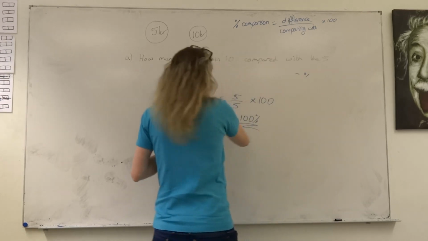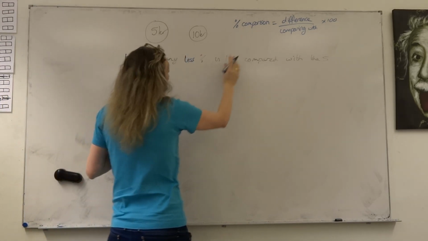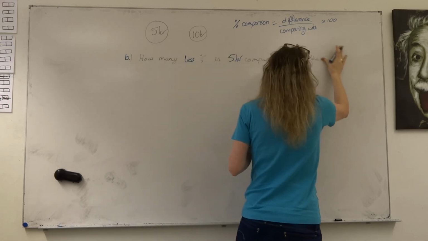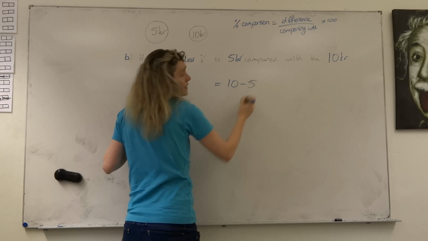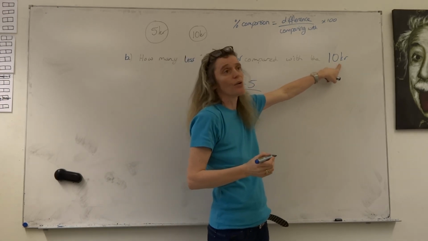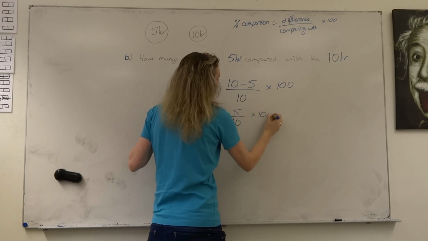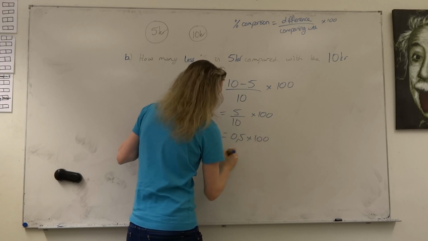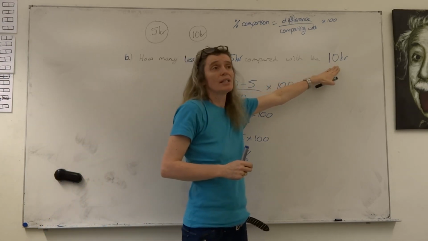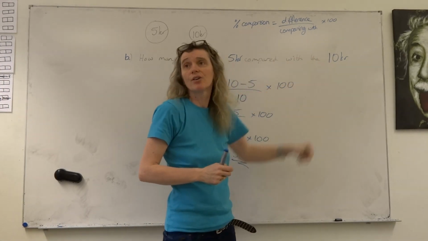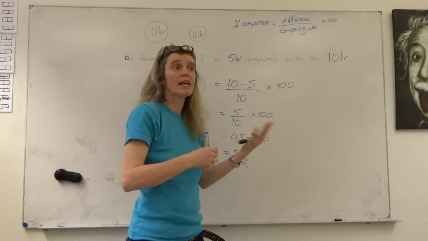If we were to change this then for question B, and it was to say how much less is the 5 kronas compared with the 10 kronas. So we're using the same formula, the difference in price, 10 minus 5, divided by, and now we're comparing it with the 10 kronas, so the 10 goes on the bottom, times 100. So we get 5/10 times 100, which we know is 0.5, times 100, which is 50%. And that's realistic as well, isn't it? Because we're expecting the 5 kronas to be half what the 10 krona is worth. So which one you're comparing it with gives you really different answers. One gave us 100% and the other gave us 50%.